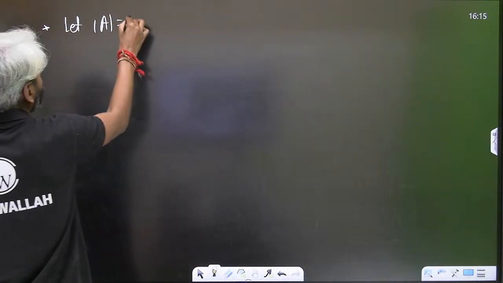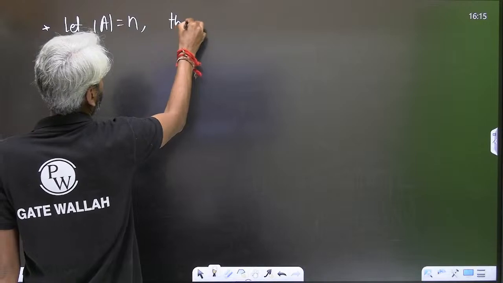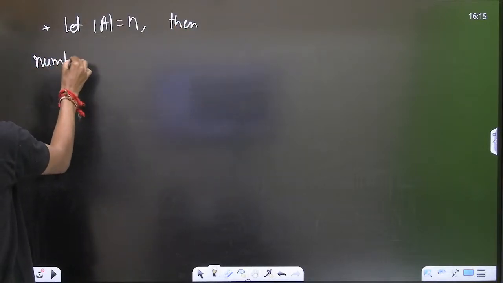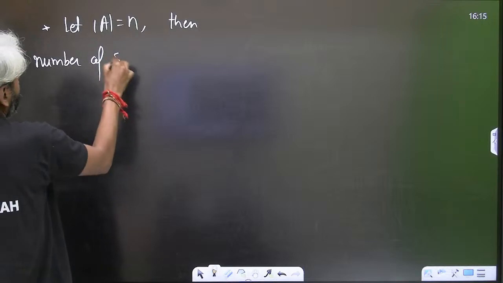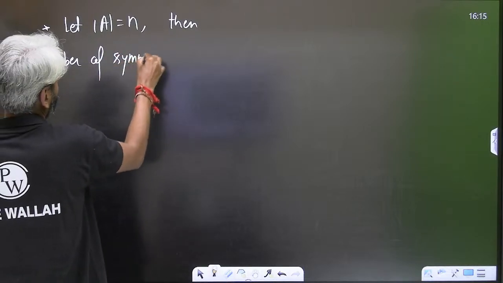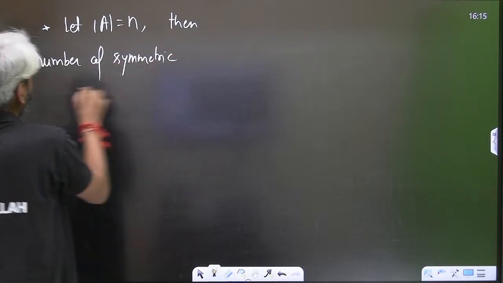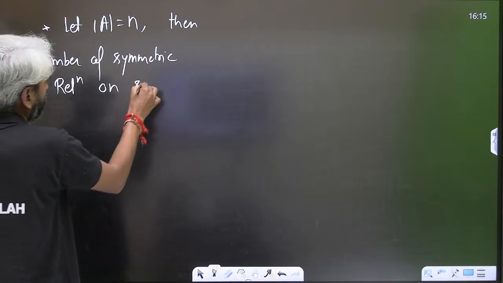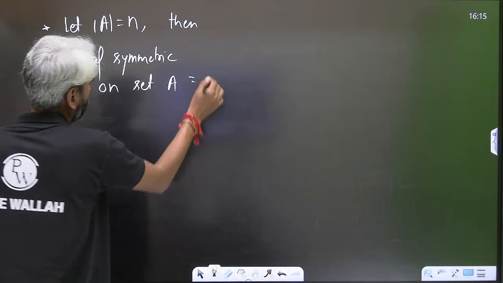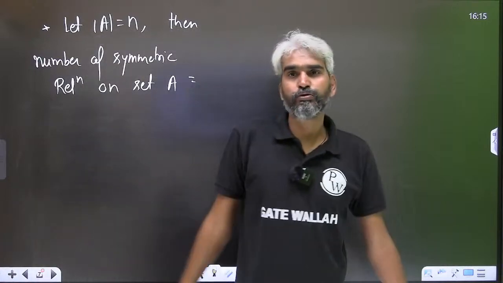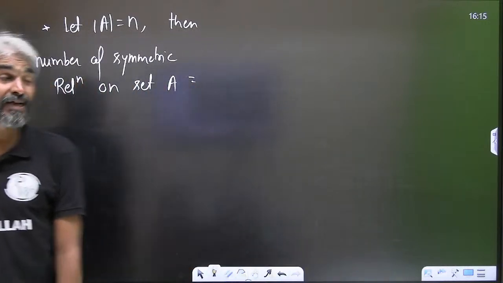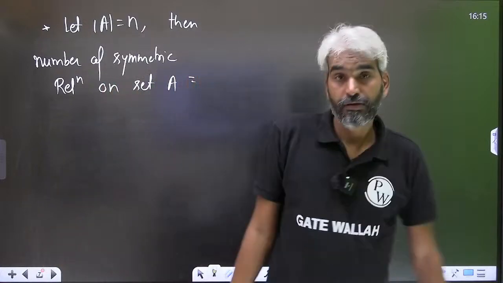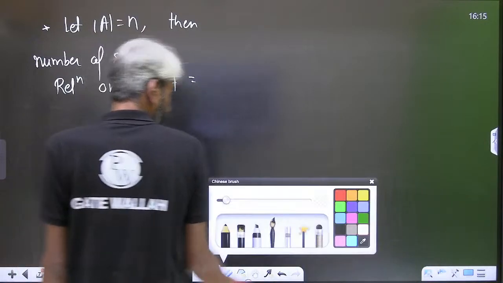Okay, sir. Now, the next question that I would like to ask is: let mod A equal n, then what is the number of symmetric relations on set A? Anybody wants to give the answer? If mod A equals n, then how many symmetric relations are possible on set A? That's the question. Okay, so let's look at this.